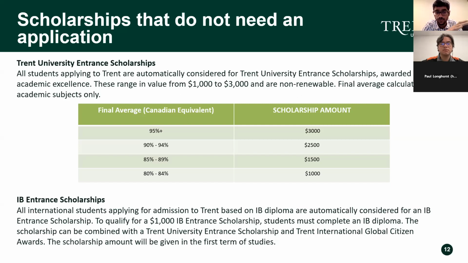If you have a grade of 80 or more, you will get an amount between $1,000 to $3,000, depending on where your grade lands in this range. And if you are an IB diploma student, you can also qualify for the $1,000 IB entrance scholarship. The good thing about this scholarship is that it can be combined with the entrance scholarship listed above, and also the Trent International Global Citizen Award. So you can have a combination of 2 or 3 scholarships together, which could be really helpful.